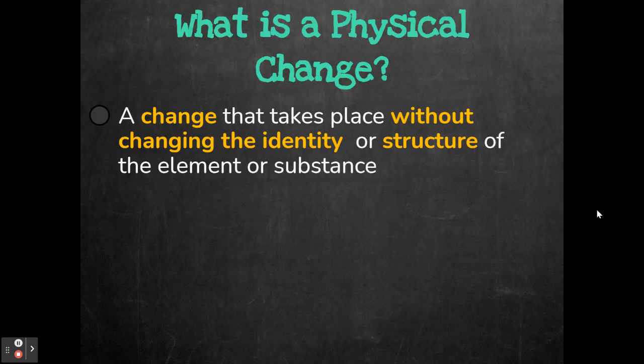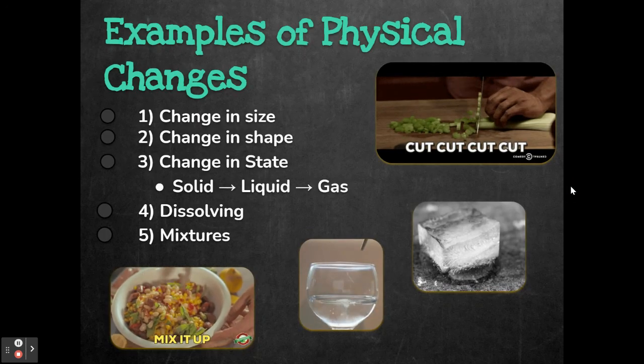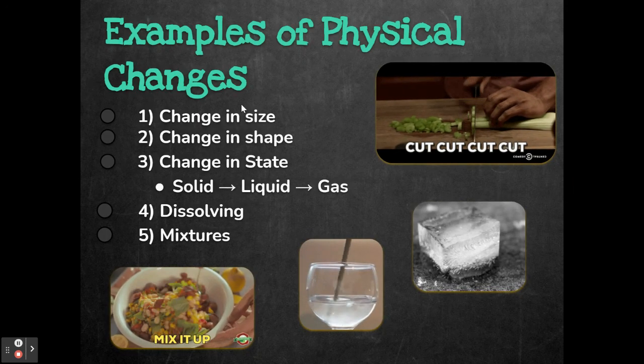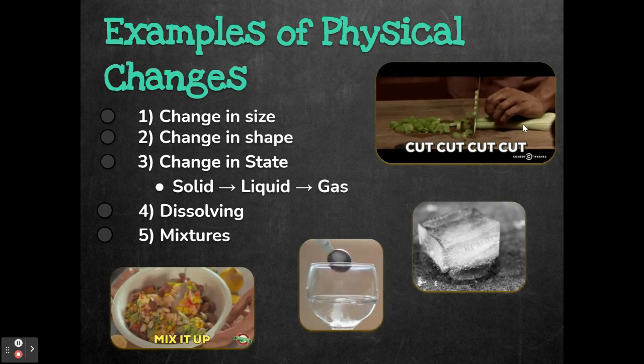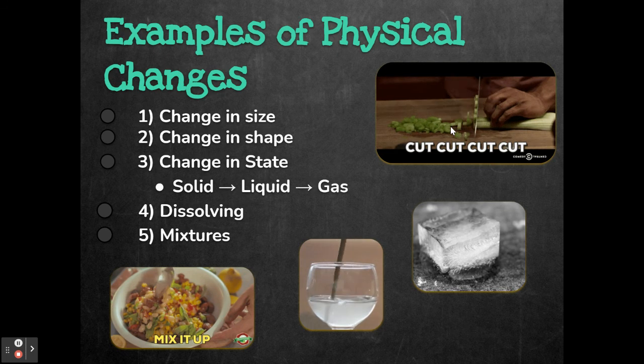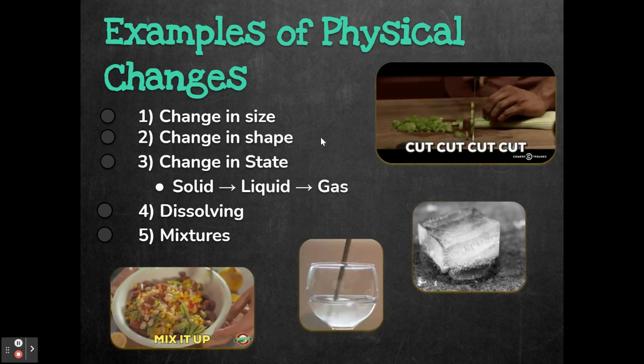All right, so now we're talking about physical change. So what is a physical change? It's a change that takes place without changing the identity or structure of an element or a substance. So you're just changing how it physically looks. Examples of physical changes are a change in size. So if this person's cutting the celery, rather than it being a continuous stalk, it's now in smaller pieces, changing the shape of it.